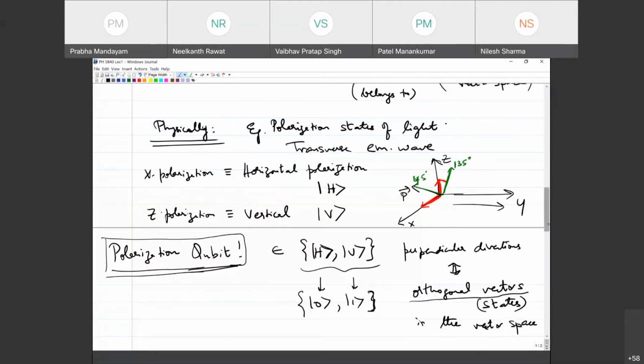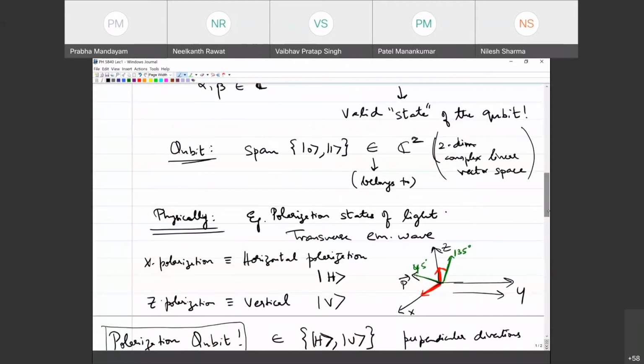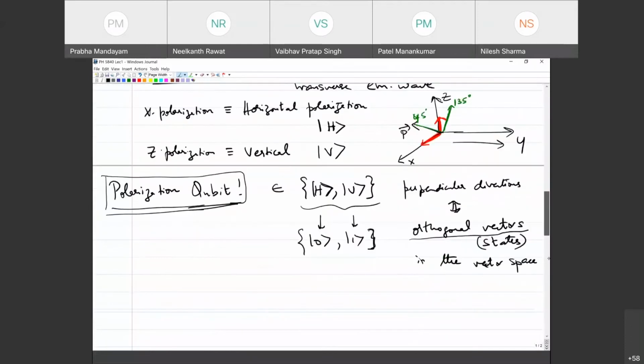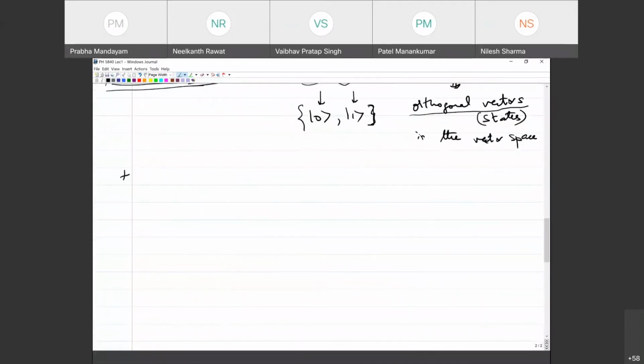Mathematically, how do I visualize the qubit? This ket 0 and ket 1 is just some abstract notation, right? So how can I make this more concrete? And the way to make it more concrete is using a matrix representation for this. Okay. So mathematically, I will make the qubit description more concrete by introducing a matrix representation.